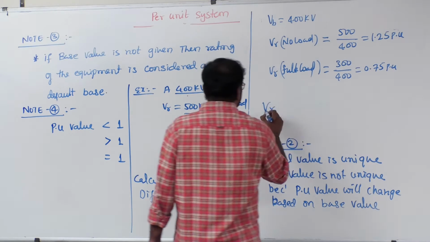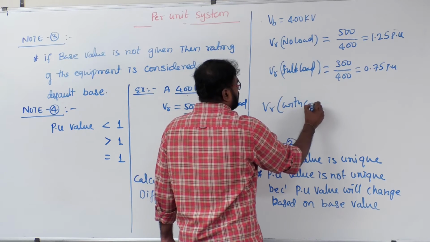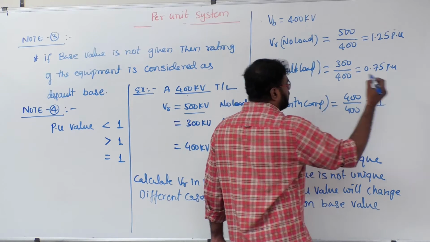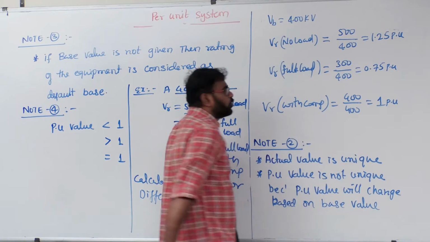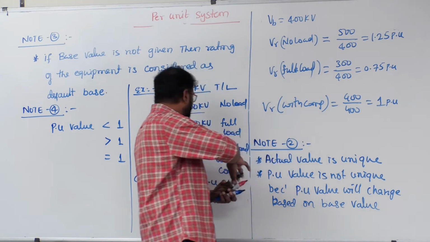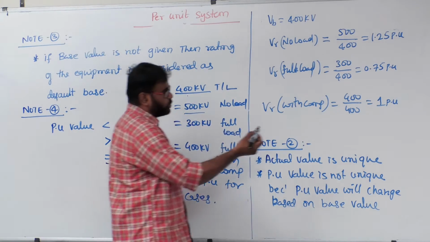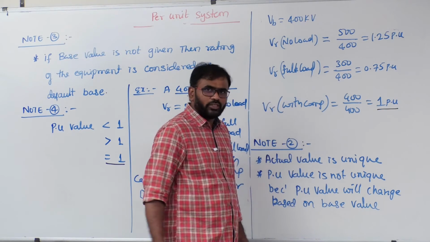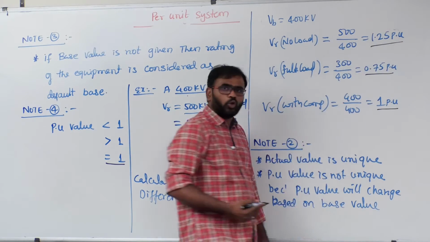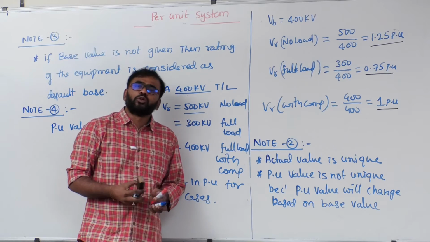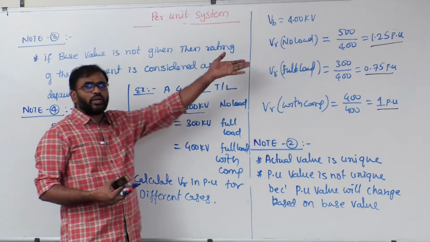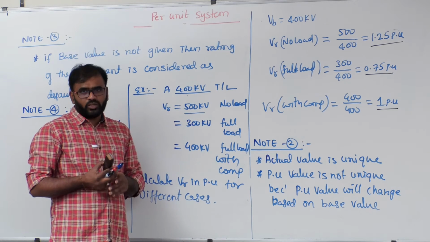Now tell me, what is VR with compensation? With compensation under full load it is 400. What is the base? 400. 400 by 400, 1 per unit. Now, practically you notice here, what happened? Sir, the per unit value, I said, is equal to 1. Yes, it is possible with compensation. Less than 1 without compensation and greater than 1 under no load. So, sir, per unit value may be greater than 1, may be less than 1, may be equal to 1. That depends on the conditions of the network.